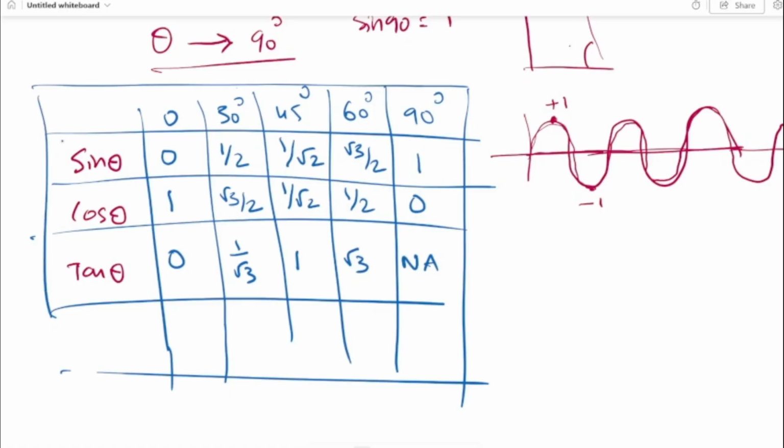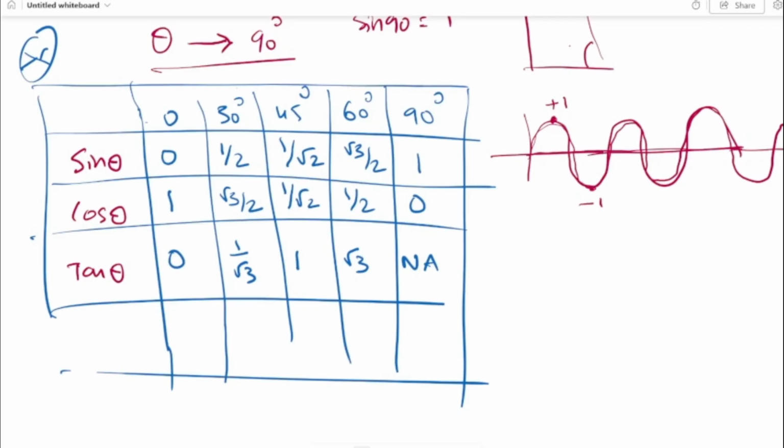I would take some time, pause the video, write this on a cheat sheet or index cards, and simply memorize this. This will help you. Don't rely on calculators for now.